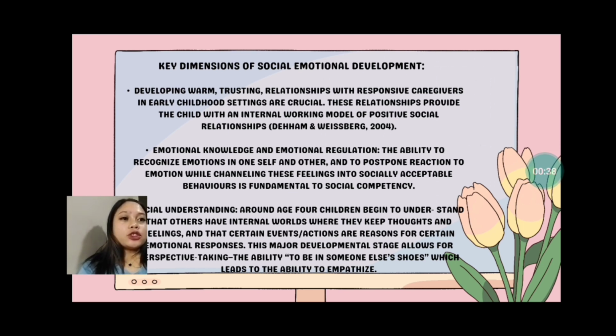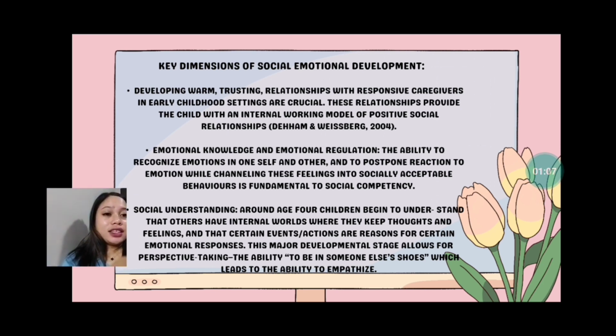And then these relationships provide the child with an internal working model of positive social relationships by Denham and Westerberg, 2004. Emotional knowledge and emotional regulation, the ability to recognize emotions in oneself and others, and to postpone reaction to emotion while channeling these feelings into socially acceptable behaviors is fundamental to social competency.